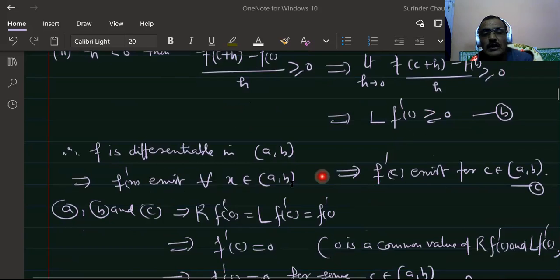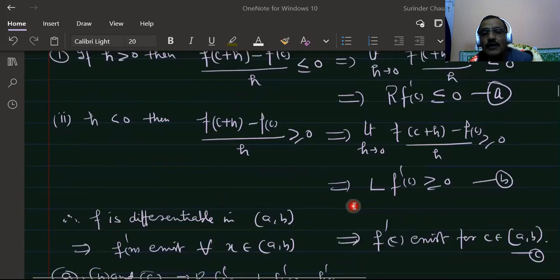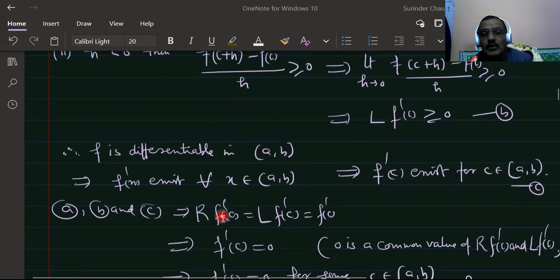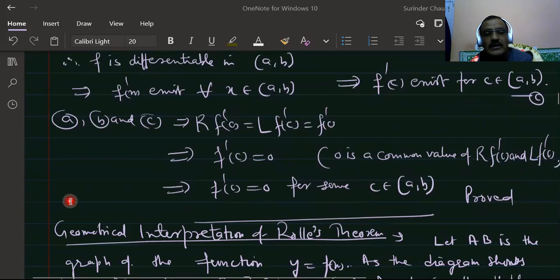So when will this equation hold true? The left hand derivative is greater than 0 and the right hand derivative at c is less than 0. This will hold true only if the left hand derivative and right hand derivative are both equal to 0. This implies f'(c) equals 0, since 0 is the common value of the left hand and right hand derivatives at c. So f'(c) equals 0 for some c belonging to the open interval. Now let us discuss the geometrical interpretation of the theorem.